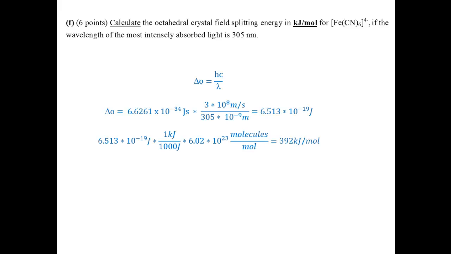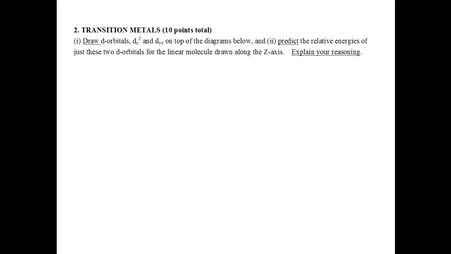Now calculate the octahedral crystal field splitting energy. We know that delta E is equal to hc over lambda. So you plug in all the numbers and convert it into kilojoules per mole, and you get 392 kilojoules of crystal field splitting energy. This is the energy difference between EG and T2G.